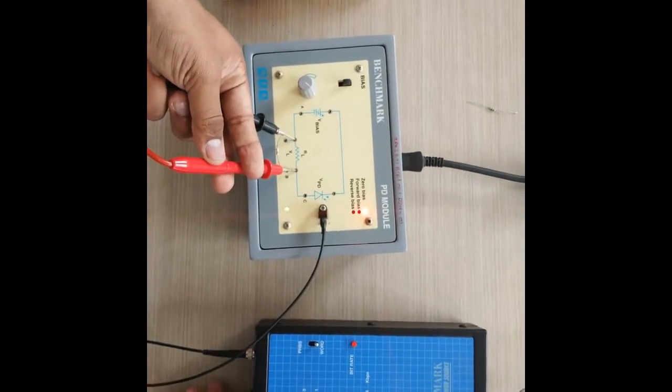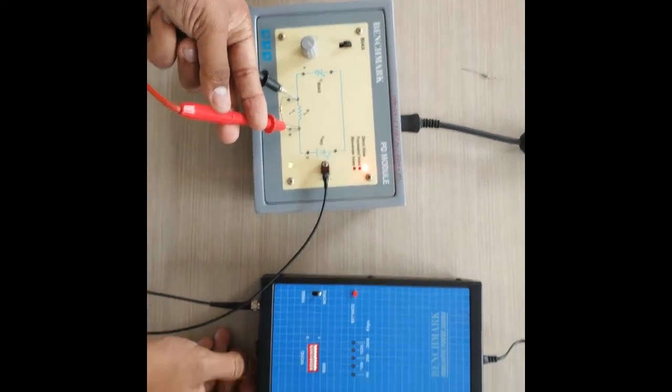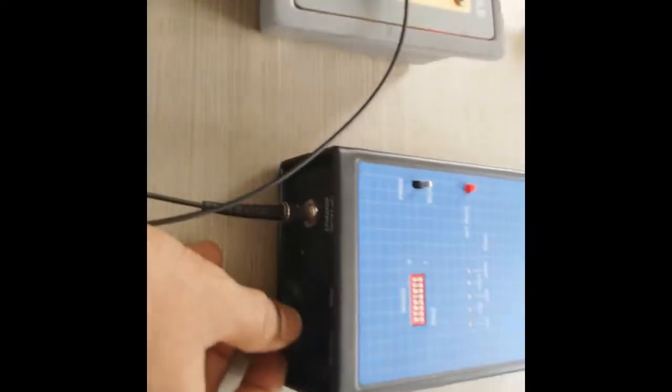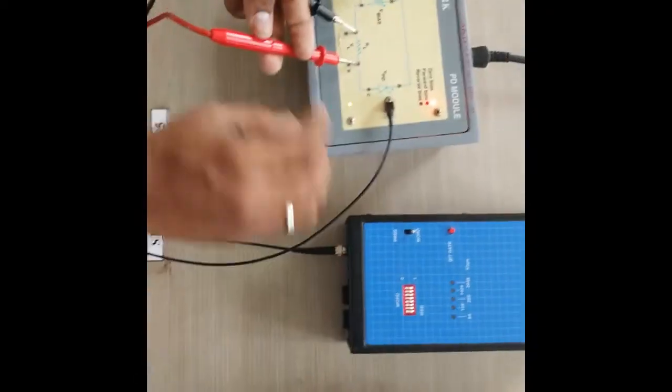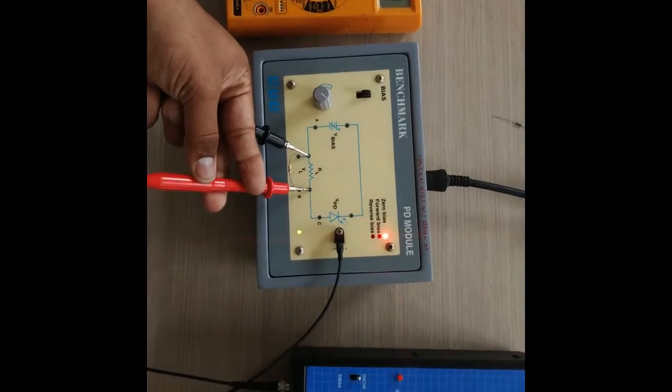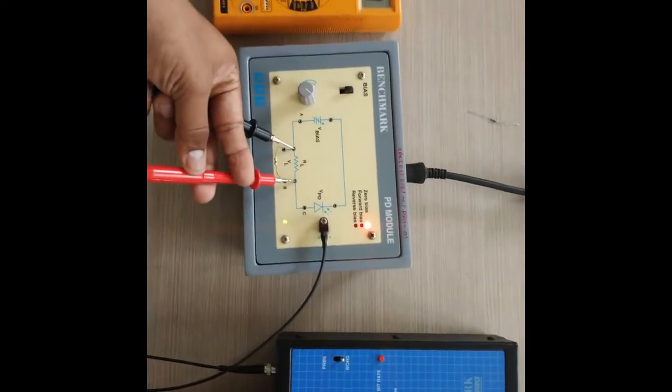You can see that I am varying the optical power source. This is the knob here. I am varying this knob so that you are able to see the voltage difference across the load RL.